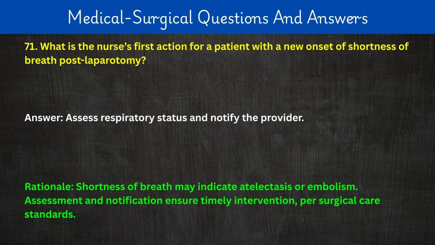71. What is the nurse's first action for a patient with a new onset of shortness of breath post-laparotomy? Answer: assess respiratory status and notify the provider. Rationale: shortness of breath may indicate atelectasis or embolism. Assessment and notification ensure timely intervention, per surgical care standards.